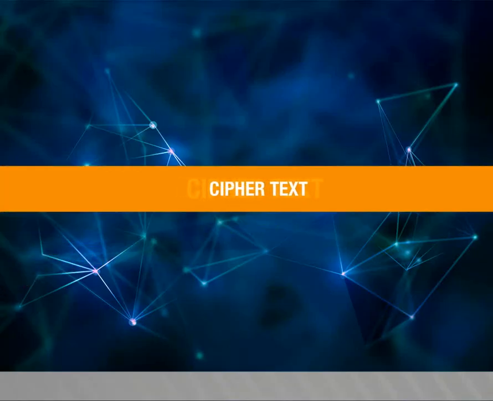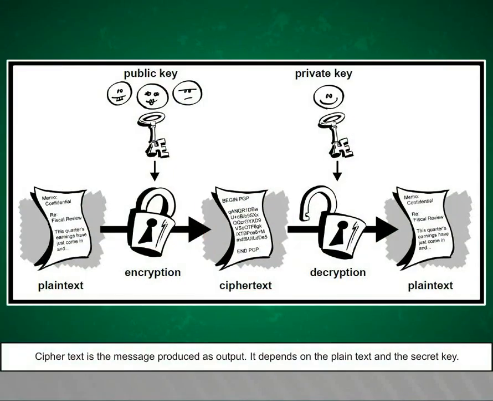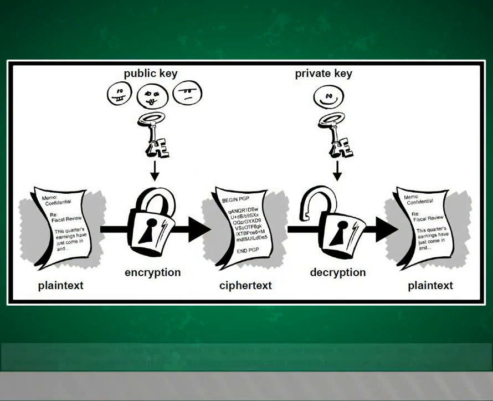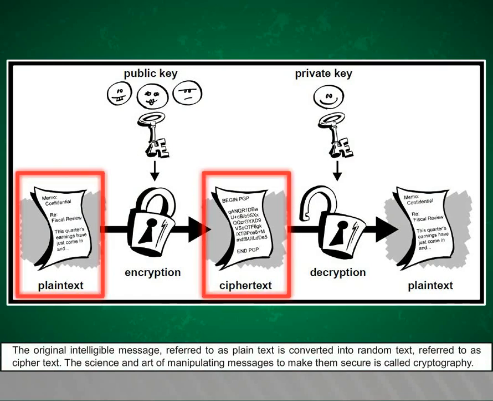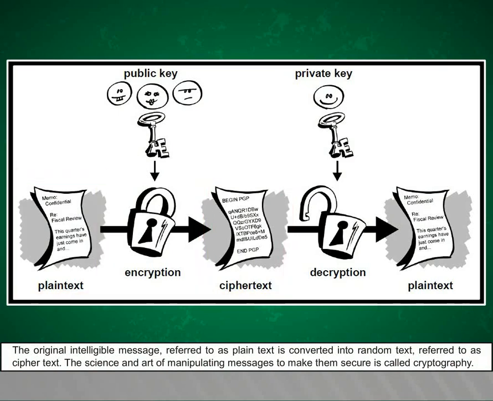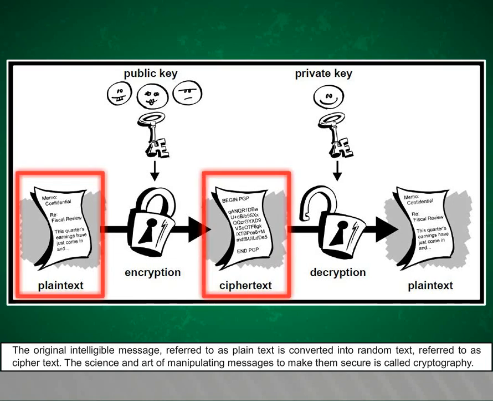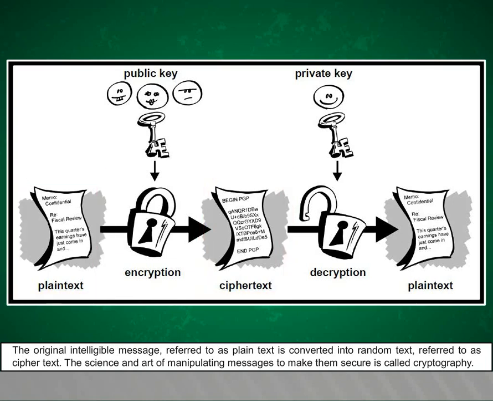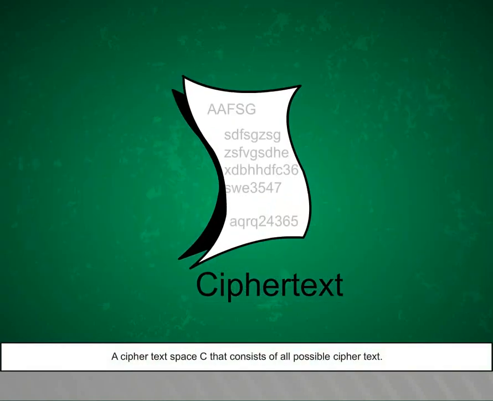Ciphertext. In this video, we are going to see about ciphertext. Ciphertext is the message produced as output. It depends on the plain text and the secret key. The original intelligible message, referred to as plain text, is converted into random text, referred to as ciphertext. The science and art of manipulating messages to make them secure is called cryptography. A ciphertext space C consists of all possible ciphertext.